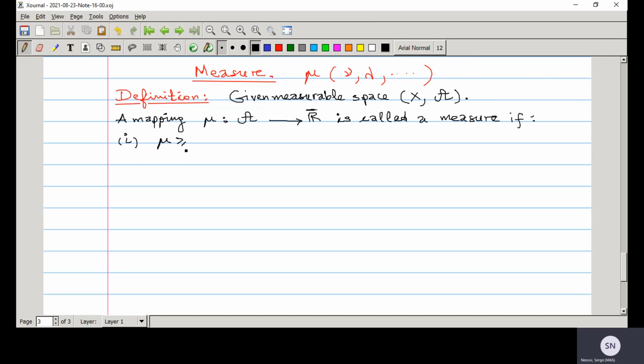It's positive. Positive. And you can also take the value positive infinity, because if I write the bar here, remember, what is the bar?